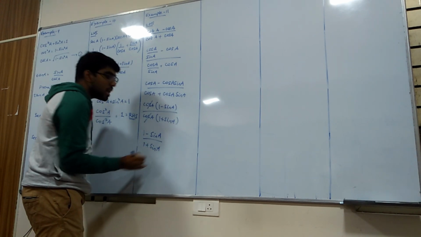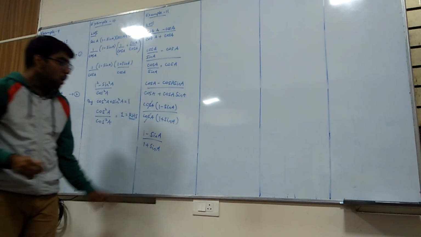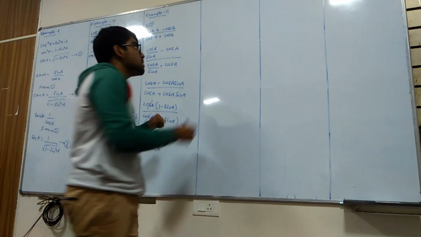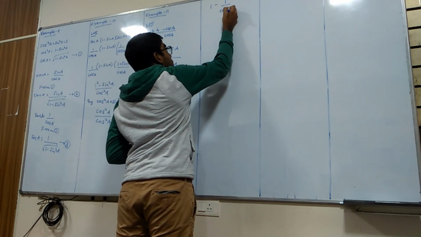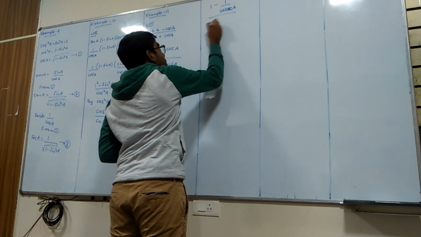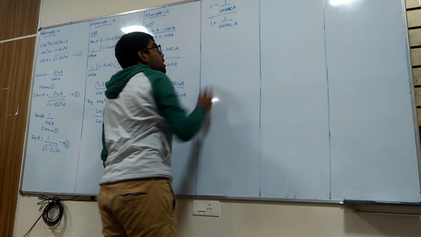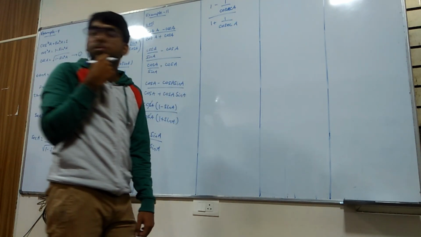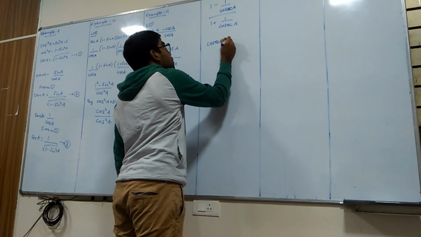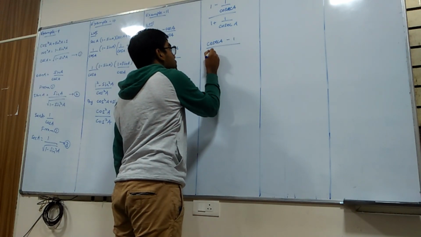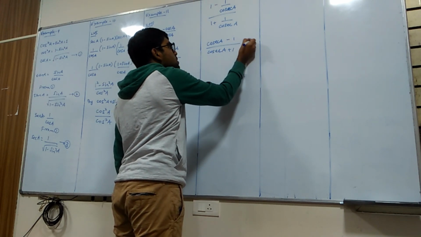They are expecting us to give the answer in terms of cosecant. What can we write sine as? 1 by cosecant. Now again take the LCM. So, (cosecant A minus 1) divided by (cosecant A plus 1). Is this my RHS?